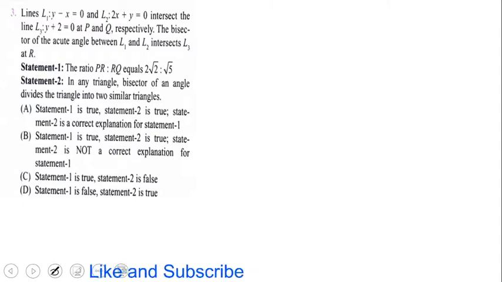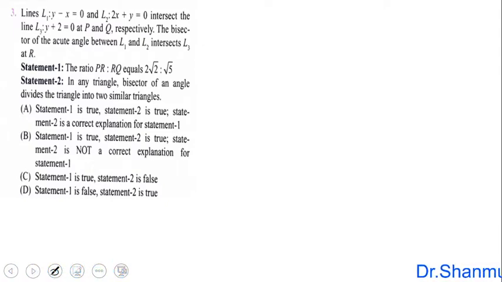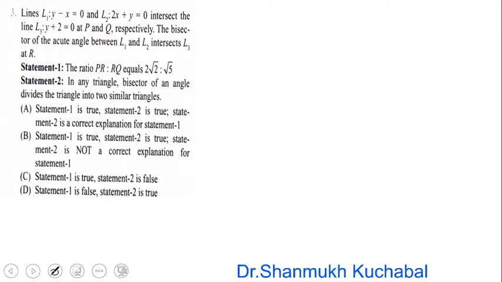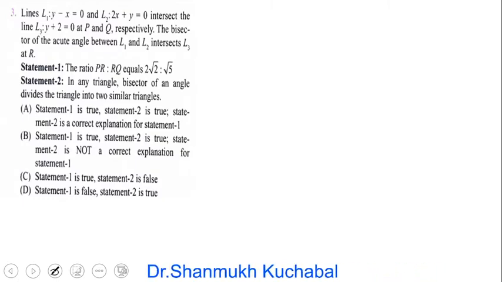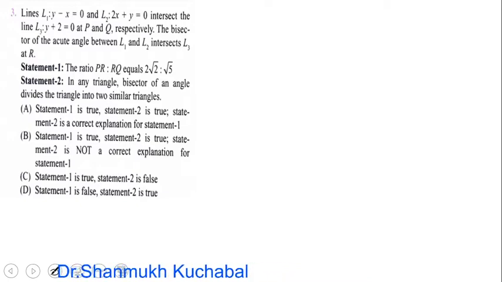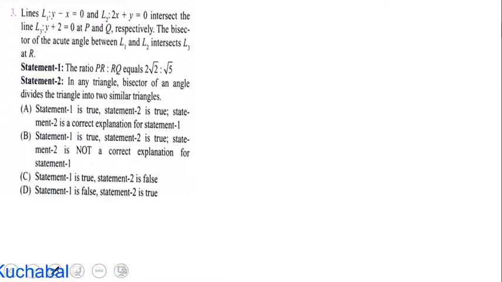It is given that line L1 is y minus x equal to 0. The second line is 2x plus y equal to 0. They intersect the line L3, the third line, at P and Q respectively. The bisector of the acute angle between L1 and L2 intersects L3 at R. We have statements 1 and 2. The first statement is the ratio PR to RQ equals 2 to root 5. The second statement is, in any triangle, the bisector of an angle divides the triangle into two similar triangles. We have to analyze the following 4 options.